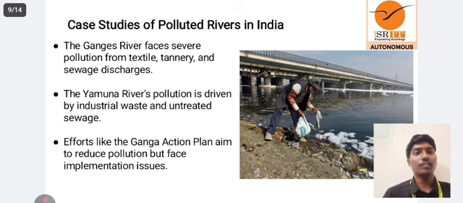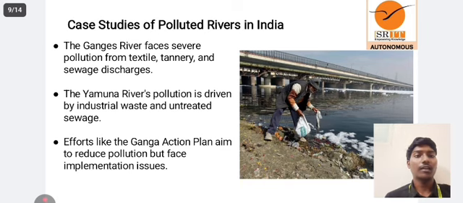Case studies of polluted rivers in India. The Ganges River faces severe pollution from textiles, tannery, and sewage discharge. The Yamuna River pollution is driven by industrial waste and untreated sewage. Recently we also noticed in the news that the Ganges is mostly affected by the textiles, tannery, and sewage discharges.